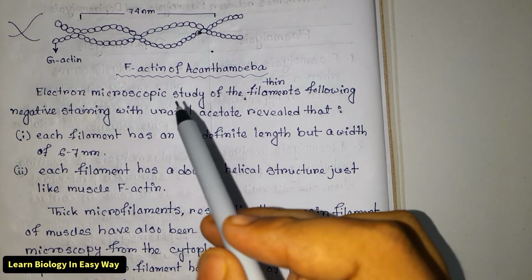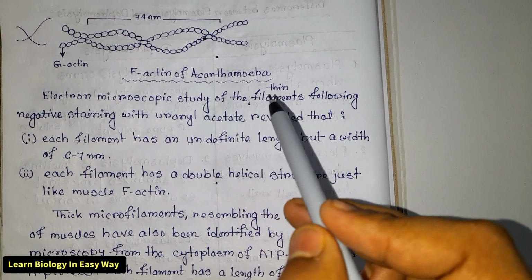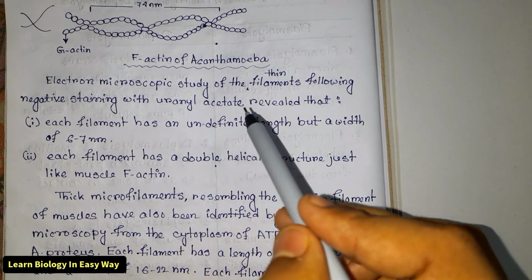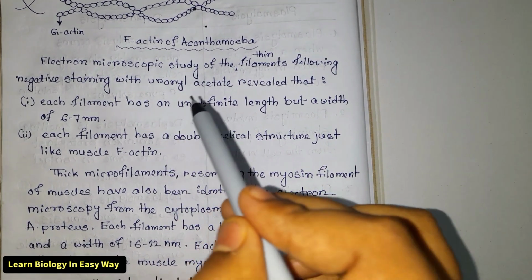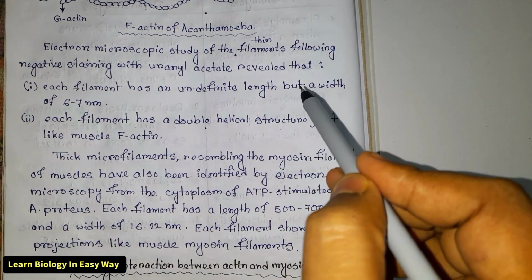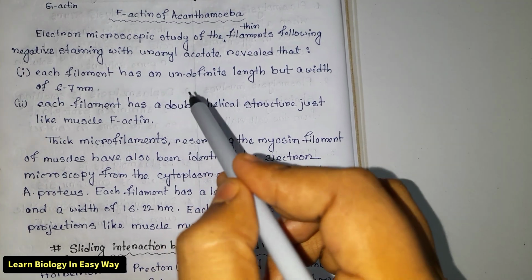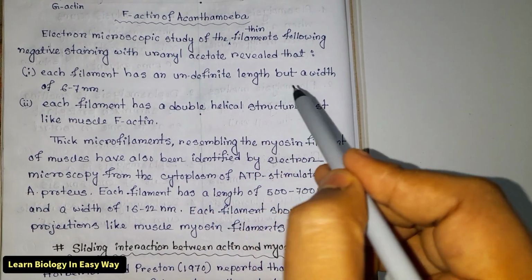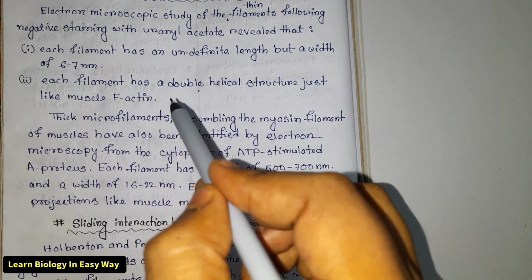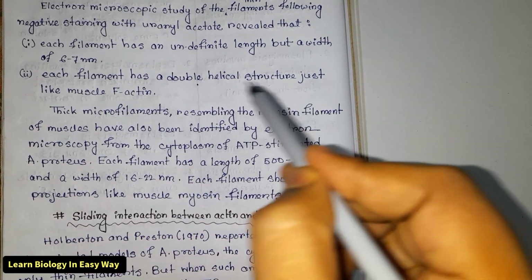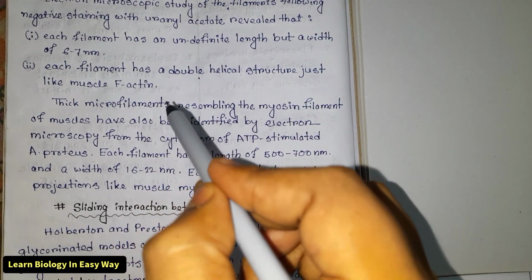This is a diagram of F-actin of Acanthamoeba. Electron microscopic study of the thin filaments following negative staining with uranyl acetate revealed that each filament has an indefinite length but a width of 6 to 7 nanometer. Each filament has a double helical structure just like muscle F-actin.